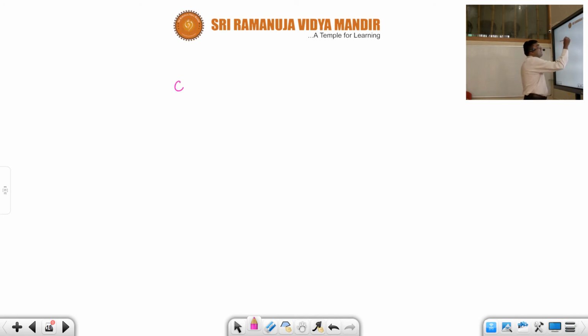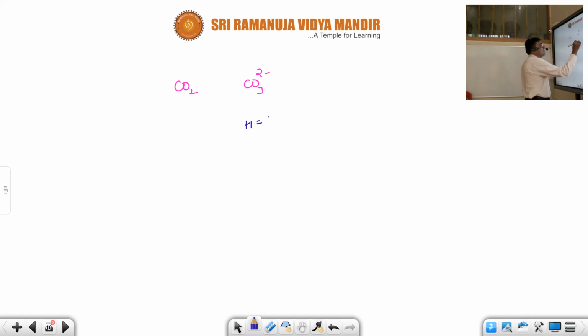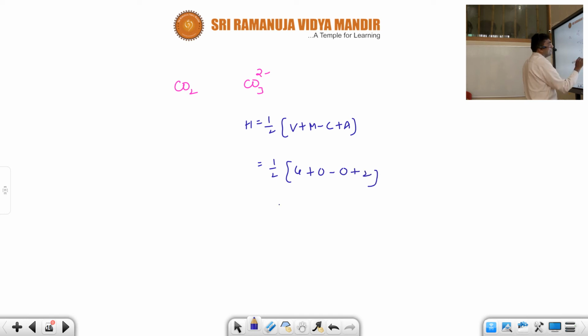This question is asked in competitive examinations: CO2 and CO3 2 minus. What about the bond angles? Very simple. In this case, H is equal to half into V plus M minus C plus A. It comes out to be half into 4 plus 0 minus 0 plus 2, which is 3. So it is trigonal planar.